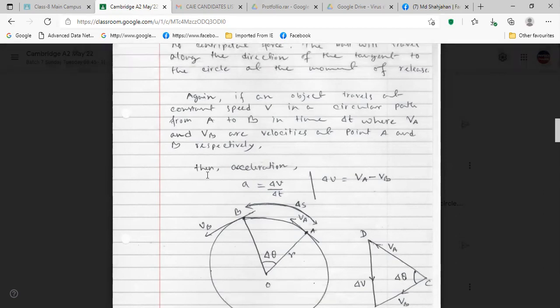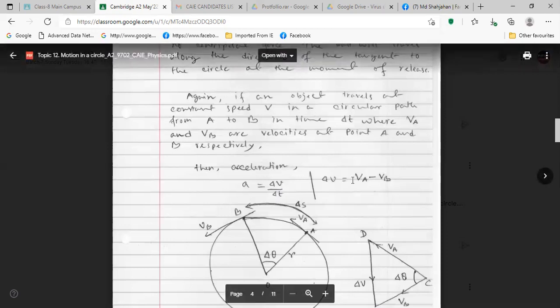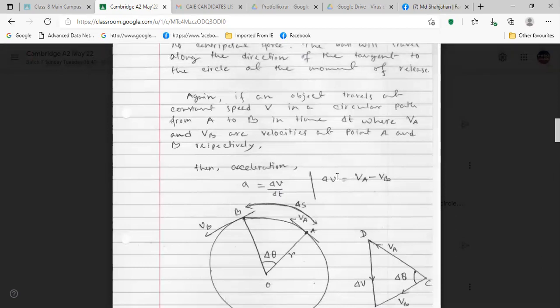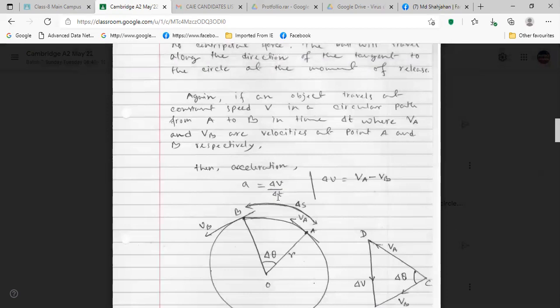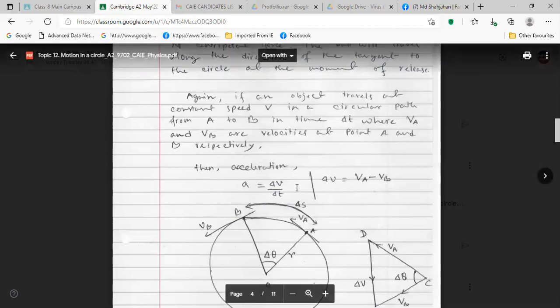The acceleration, what will be the acceleration? Acceleration is change in velocity by time taken, right? Yes, sir. So change in velocity means VA minus VB, that is del V. So A equals del V by del T. A equals del V by del T. Is it clear now? Till here it is clear, sir.